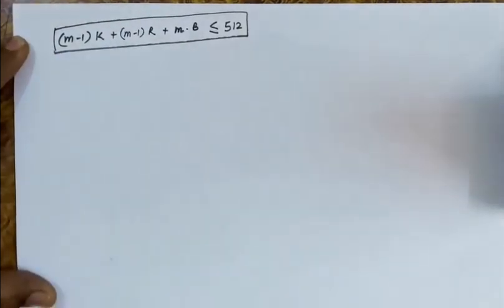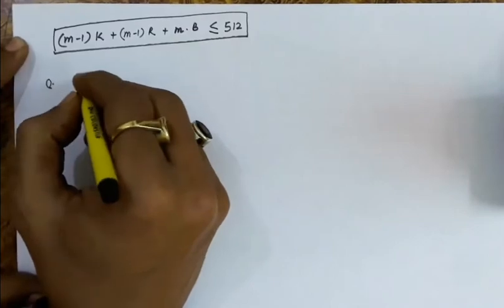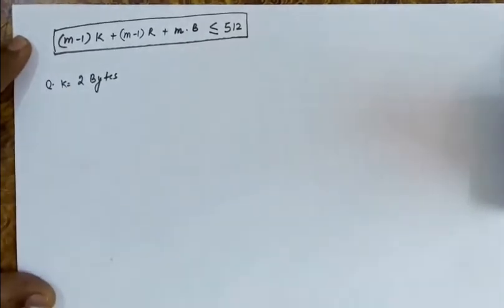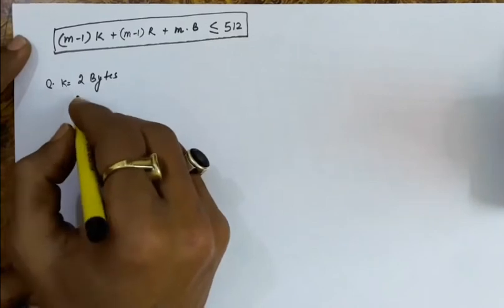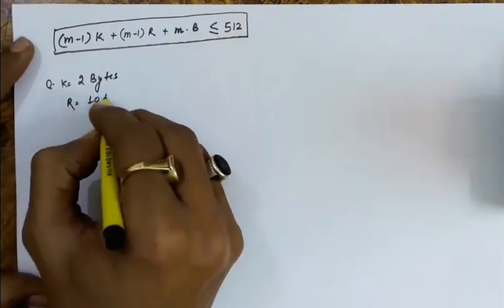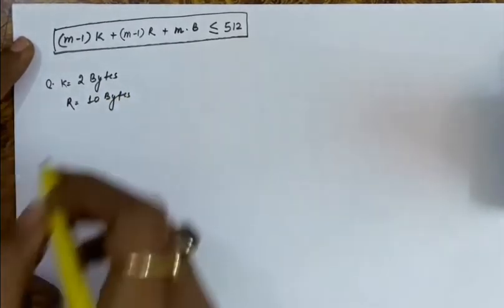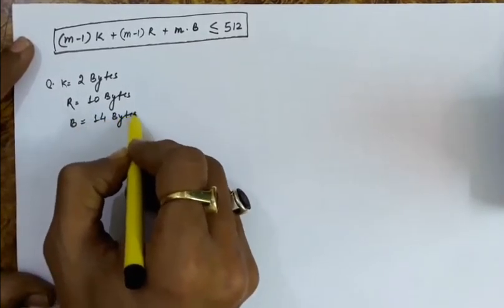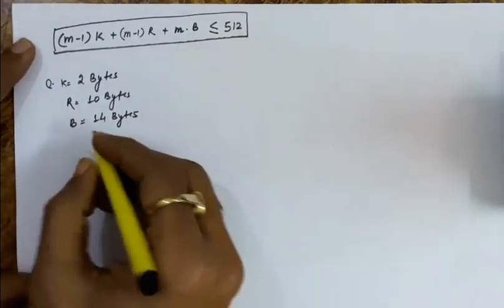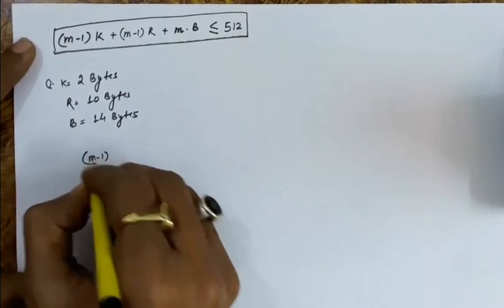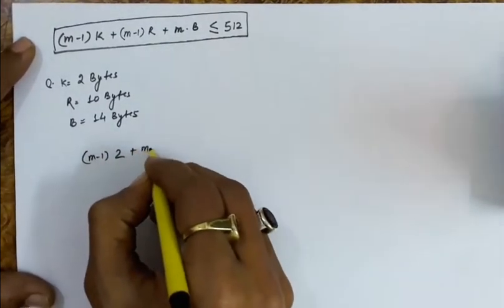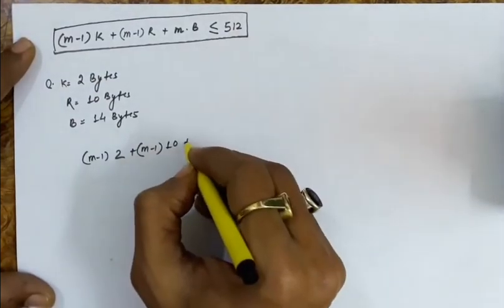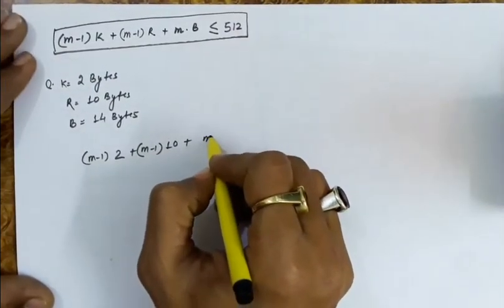Let's take a numerical example to solve this. Suppose every key is of size 2 bytes, and every record address is of 10 bytes, and a block address is of 14 bytes. Now you need to find this m. Putting in all these values: m-1 key values of 2 bytes, m-1 record addresses of 10 bytes each, and then block addresses of 14 bytes, so m child node addresses.